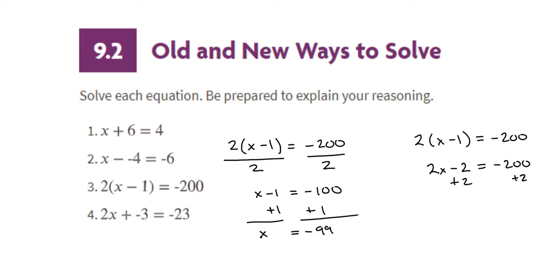and we would get negative 198 is equal to 2x. We divide by 2, divide by 2. X is equal to negative 99. We come up with the same answer.